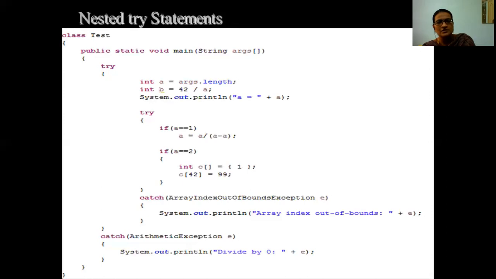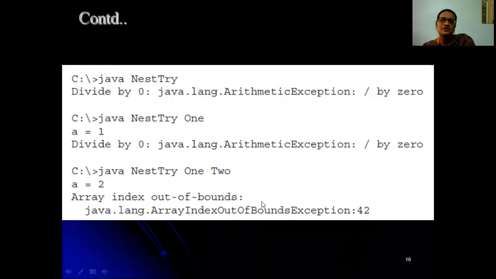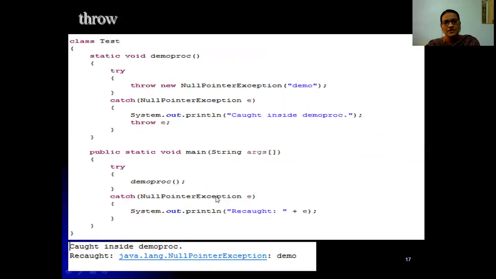So in that case the immediate catch block will execute, that is array index out of bound exception, and it will generate the system generated exception, java.lang.ArrayIndexOutOfBoundsException, that is 42. We are accessing the 42nd index. So this is the compiled execution. And next is throw.